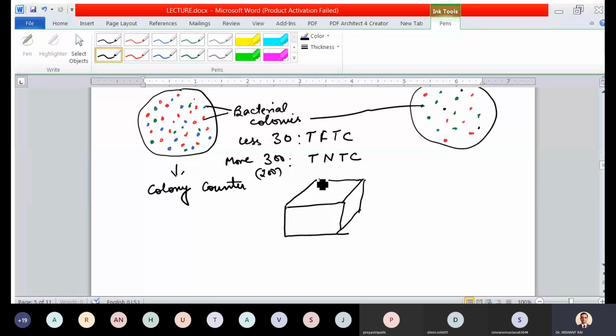Here it is fitted with a lens. There are switches, and there is a transparent glass where you put the plate, the plate containing colonies. Now you will observe over this lens, so that the colonies get magnified.